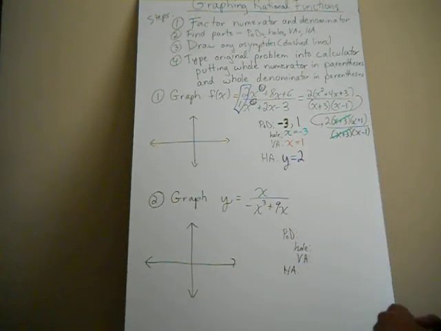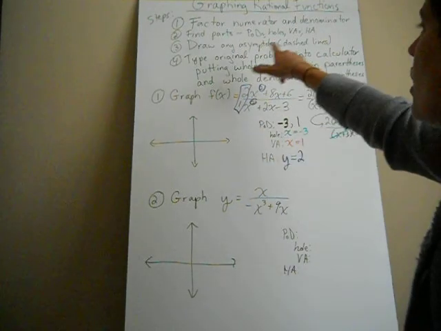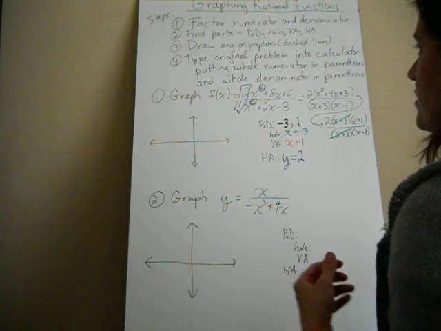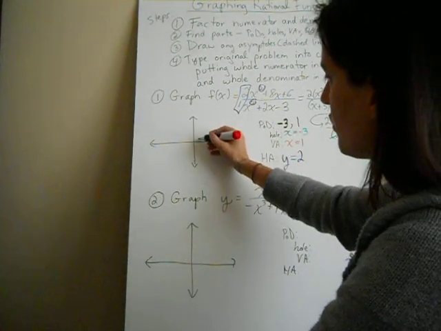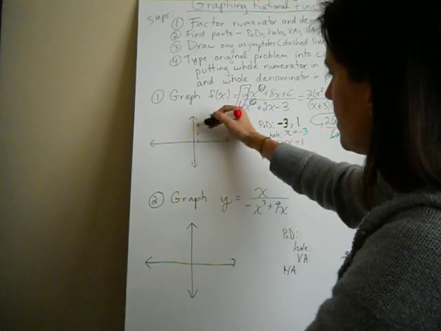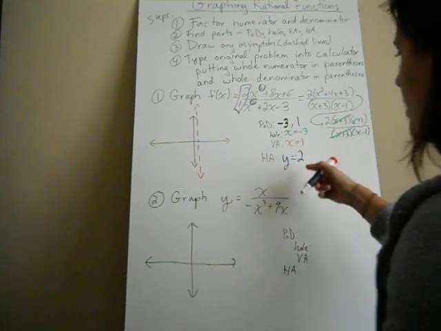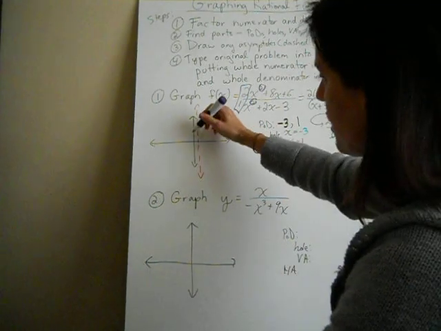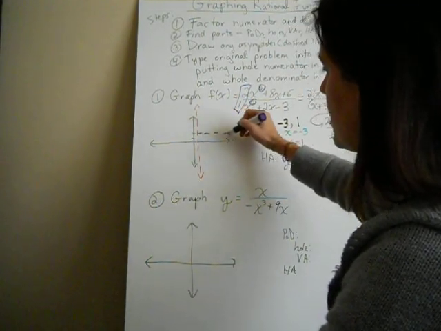Okay, now that we have all our parts, we identified everything, we want to draw any asymptotes. I really think of these asymptotes as fences for the function. So where x is 1, I'm going to go over 1 to where x is 1, and draw a dashed line. For my horizontal asymptote, I'm going to go where y is 2. So I'm going to go up 2 on the y-axis, and then create a dashed line there.